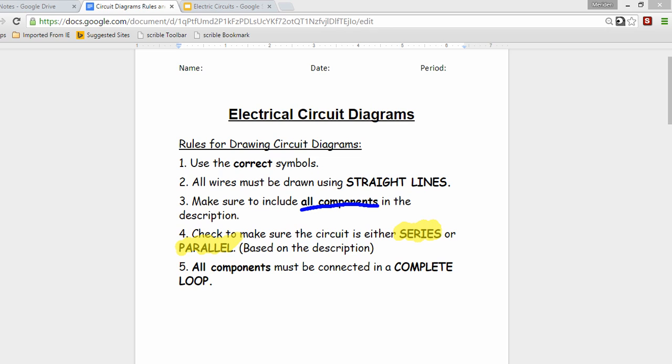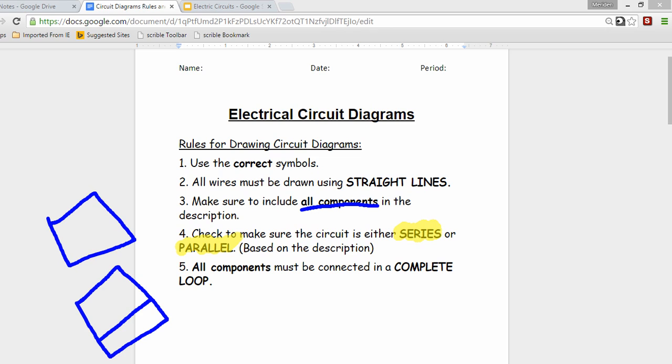Remember that a series circuit has only one path. So something like this. A parallel circuit is going to have more than one path, and it's going to look like a box with stripes or a series of smaller boxes within it. And all components must be connected in a complete loop. You can't have a circuit diagram that all of a sudden has a gap like this. It needs to be connected all the way so that you should be able to trace your pencil or pen, whatever you're using, or your finger, all the way around and have it in a complete circle.